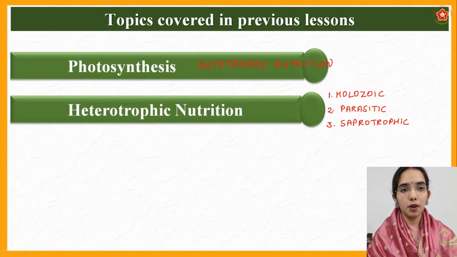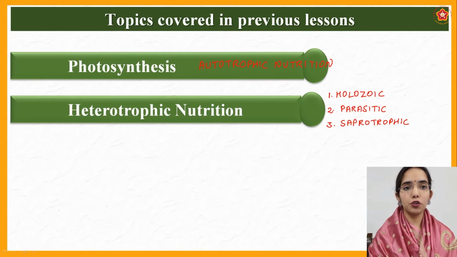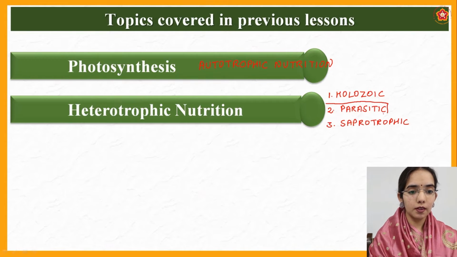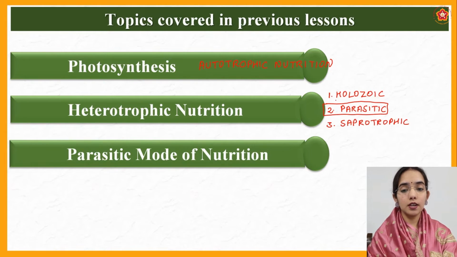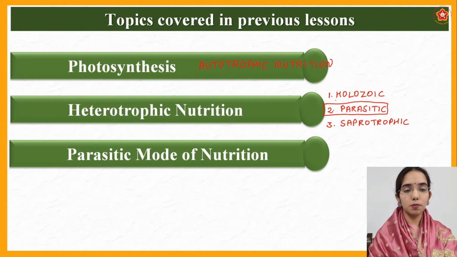We know that most of the plants follow autotrophic mode of nutrition, but a few plants also follow heterotrophic mode of nutrition. And in heterotrophic mode of nutrition, it is mainly the parasitic type that they follow. So we had learned about parasitic mode of nutrition in plants. We studied about Cuscuta, which takes its nutrition from other green plants. We learnt about insectivorous plants like the pitcher plant.